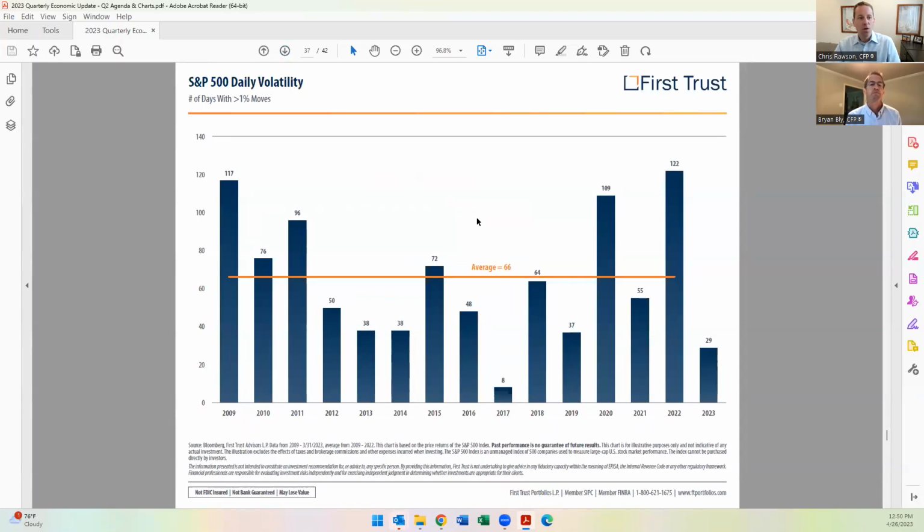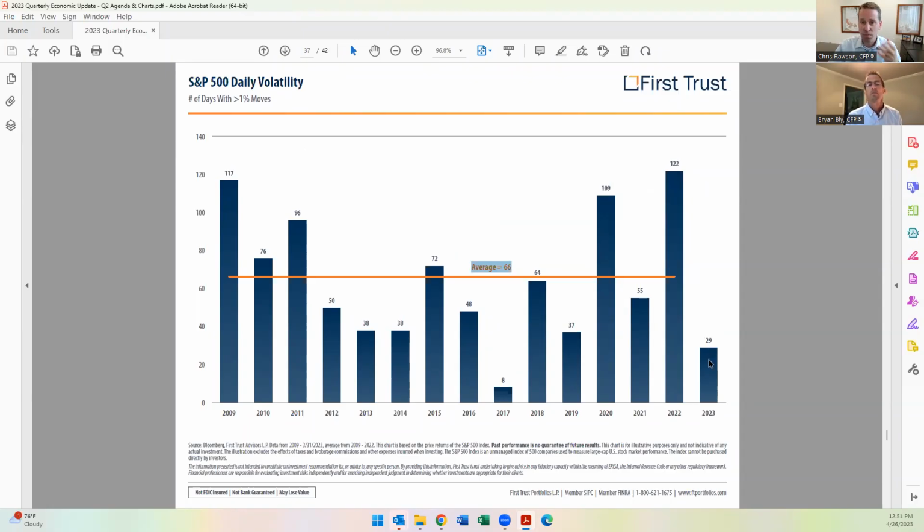Okay. Now we're moving into our last section, which we call these sort of charts to remember. This first one from First Trust shares with us what is being measured: the days of a plus or minus 1%, up or down. And the average is 66. Last year we had a really, really volatile year. The year before we didn't, but of course 2020 was volatile because that's when COVID started.